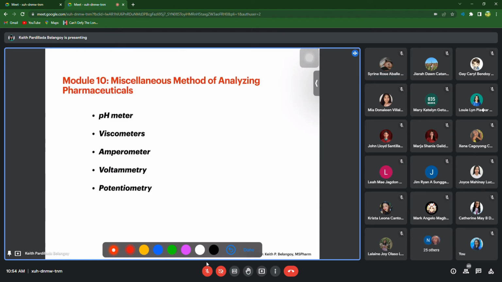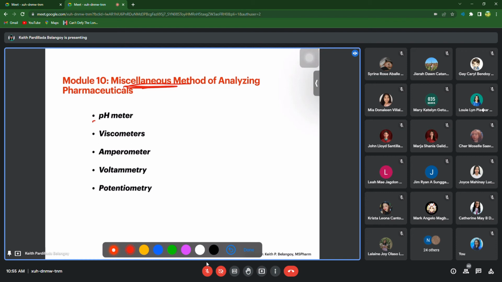So for your module 10, you have the miscellaneous methods of analyzing pharmaceuticals. Why miscellaneous? Because they can be used and they can also not be used. It's miscellaneous because it seems to be just part of your preparation for sampling, or part of your procedure, but it is not the highlight of your method of identification. It's not like spectroscopy or chromatography, which is your real focus. So maybe before spectroscopy you did pH, or after spectroscopy you did pH. That's miscellaneous. It's just a small part.